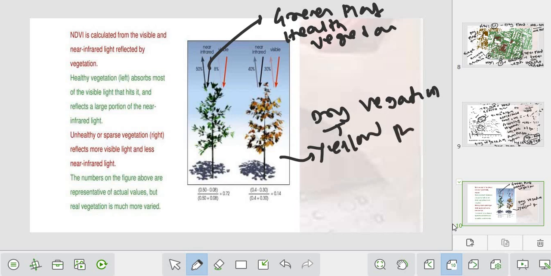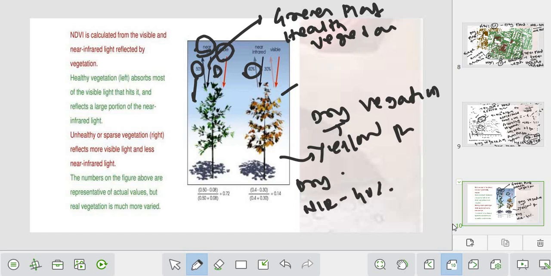See, the dry leaf, dry vegetation, yellow plant. If you see in the NIR region, near infrared region, the dry vegetation reflects less, around 40%, and in the visible region it reflects more than the green plant. Yes or no? If you compare, 50% value in the NIR region is of which one? Healthy vegetation, right, rather than 40% for the dry one in the NIR region. Yes or no?